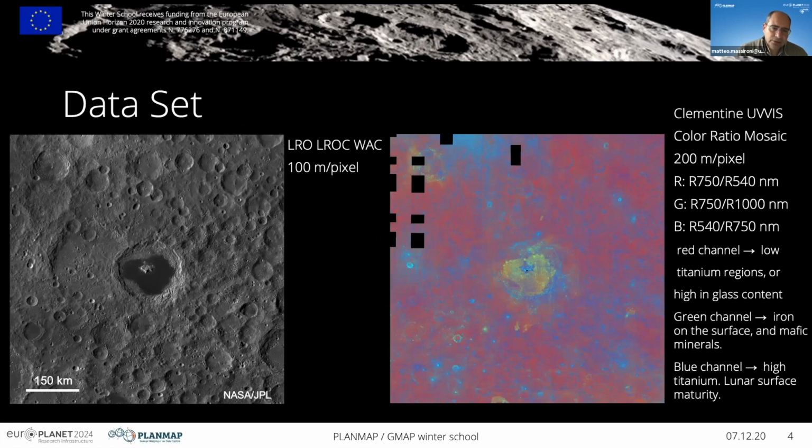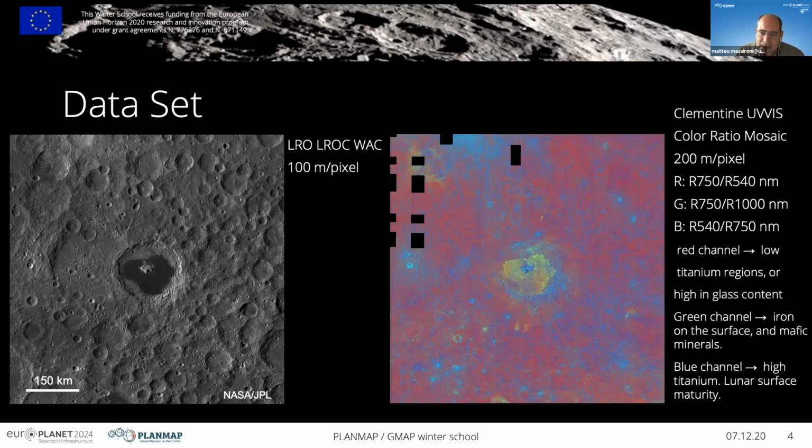And you see to the left the panchromatic image that we will use. I would say the black and white image. It's a wide angle camera image. It's not high resolution, but it's the first time that we map an image, so it's enough for us. It's 100 meters per pixel. The other image to the right is a Clementine color mosaic.